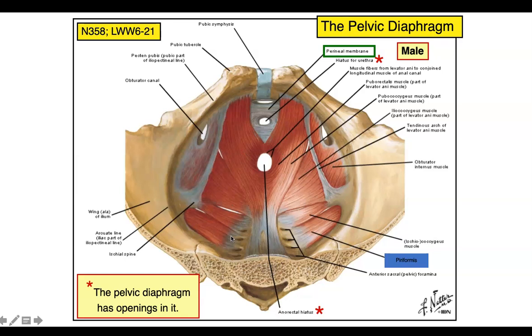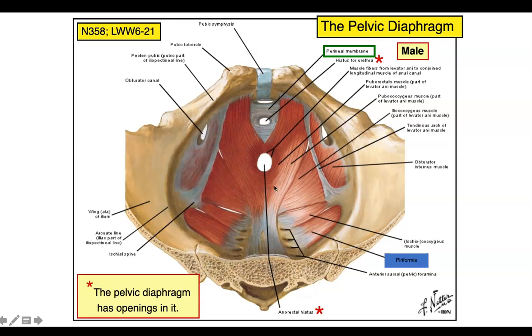And the posterior wall of the pelvic cavity is formed by the piriformis muscle. The piriformis muscle arises, or has its proximal attachment, on the pelvic or ventral surface of the sacrum, and it forms the posterior wall of the pelvic cavity.